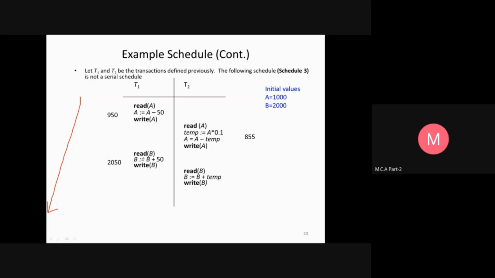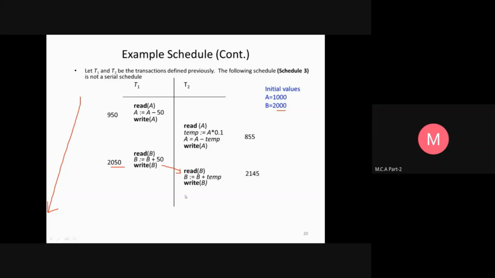Okay. So here we're reading B. So B is read as 2000. It modifies B. Okay. And then it writes B as 2050. Okay. After that, transaction T2 takes over, and T2 now is doing a read of B. So it reads the updated value of transaction T1. Okay. So it is reading 2050. It then modifies B by adding temp to B. So whatever was the value of temp earlier, it adds on to B, and we get B to be 2145.